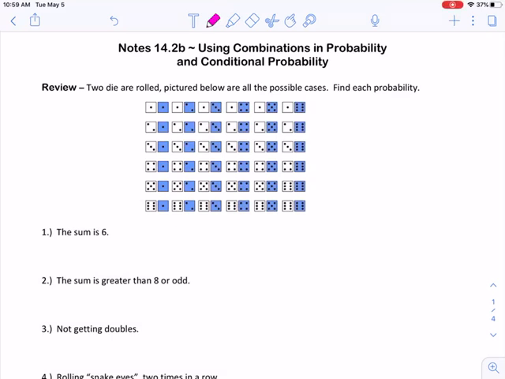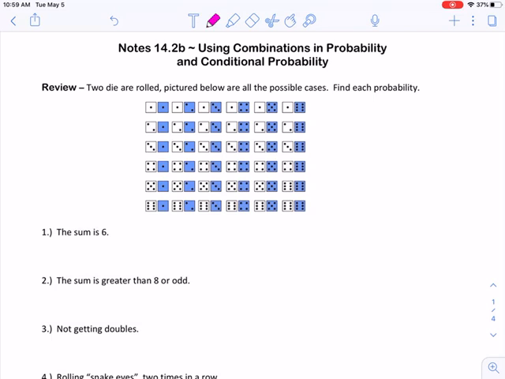Today we want to take a look at the second day of probability, where we're using combinations and conditional probability. But let's go ahead and start with just a review of plain probability. Let's say that 2 dice are rolled. Pictured below are all the possible cases. We want to find each probability.